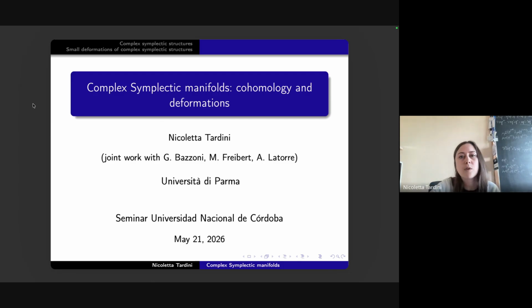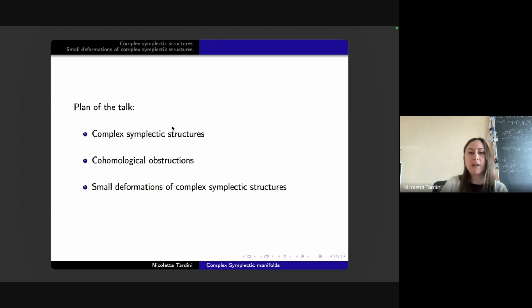And in fact, I will focus mainly on their cohomological behavior, and then I will say what we know about their behavior under small deformations, okay? So the plan of the talk is the following. First of all, I will recall the definition of complex symplectic structures, and we will see some equivalent definitions, some properties and some examples, and then I will focus on their cohomological properties, okay?